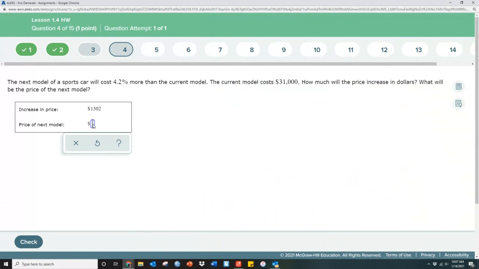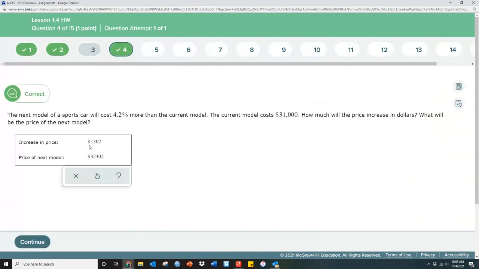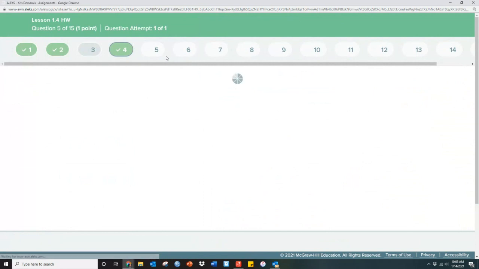And then all you have to do is add that to the 31,000. So it's $32,302. Sometimes they want you to put a comma and stuff like that, but it's not necessary in my opinion. So this is pretty straightforward.